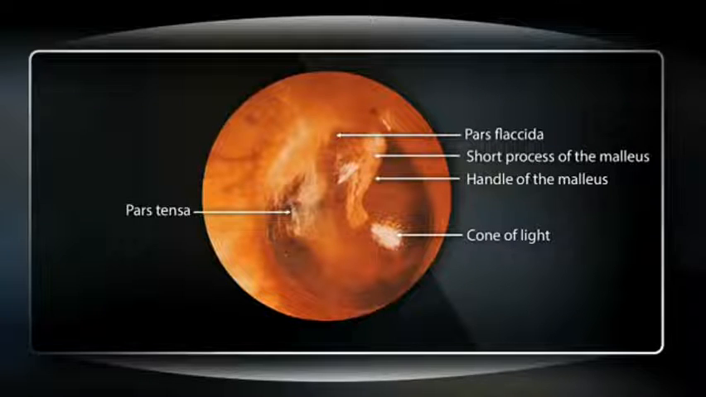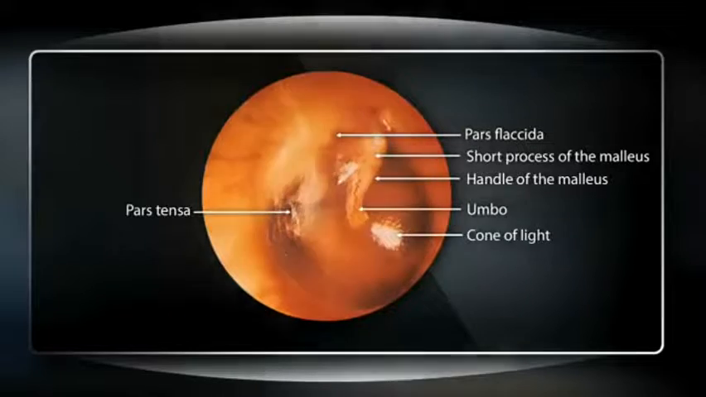The handle of the malleus, with the umbo at its tip, crosses the eardrum obliquely from the cone of light upward toward the short process. Be sure to examine the other ear in the same manner. To assess hearing, ask the patient, "Do you feel you have a hearing loss or any difficulty hearing?" If the patient reports hearing loss, proceed to the whispered voice test.